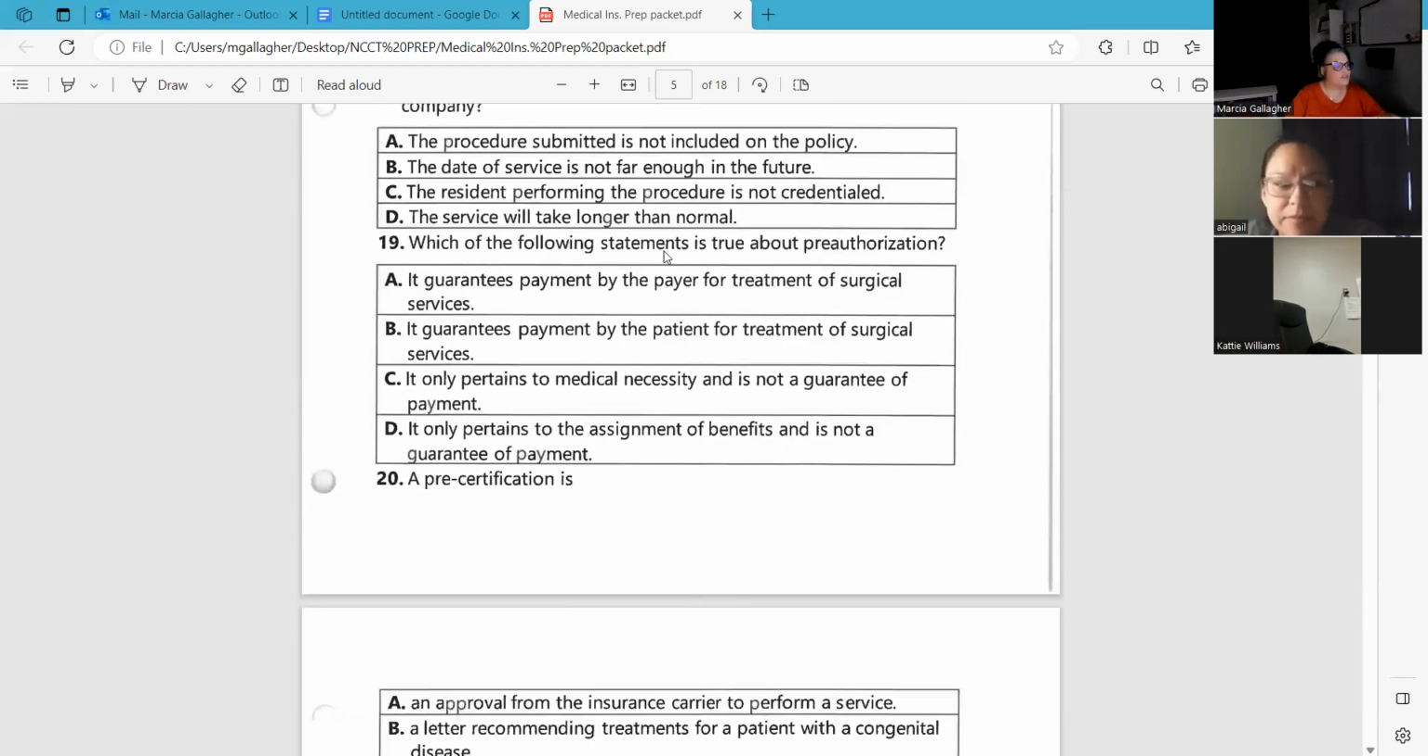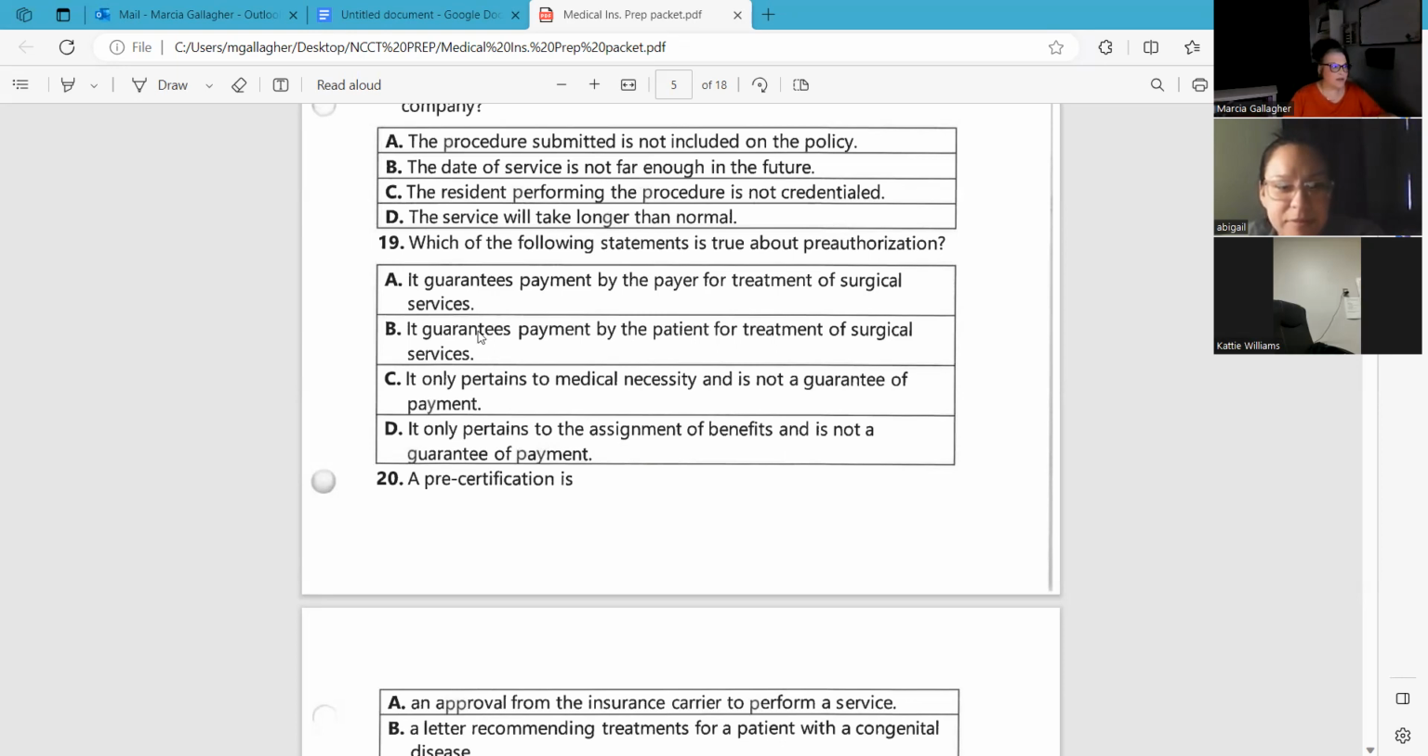Okay. Which of the following statements is true about pre-authorization? A, it guarantees payment by the payer for treatment of surgical services. B, it guarantees payment by the patient for treatment of surgical services. C, it only pertains to medical necessity and is not a guarantee of payment. Or D, it only pertains to the assignment of benefits and is not a guarantee of payment. Would it be D? Uh-huh.